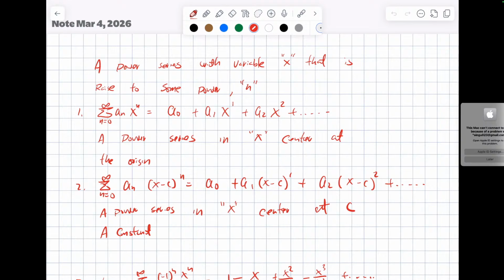A power series with a variable x that is raised to some power n. You should start with a0 plus a1 x to the 1, plus a2 x squared, plus a3 x cubed. That's a power series centered at the origin.